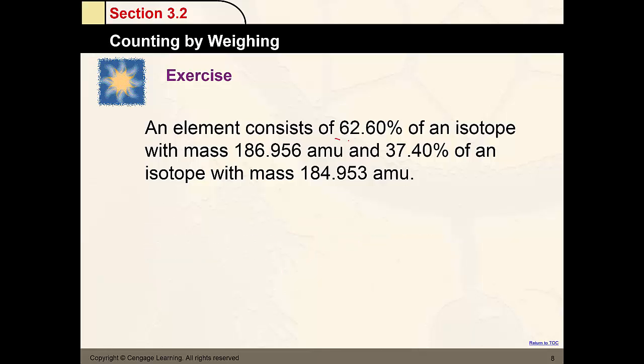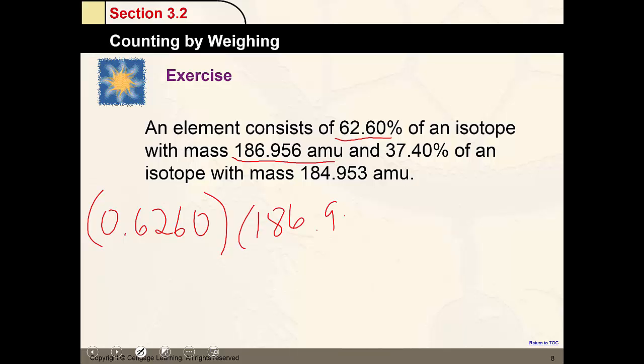We convert the percentage to a decimal, so 62.60 becomes 0.6260. We multiply that by its mass in atomic mass units, so times 186.956. We make sure our answer will have 4 sig figs, and the units here are AMU, or atomic mass units. So the mass contribution of this one is 117.0 AMU. We do the same thing for the next isotope, 37.40.